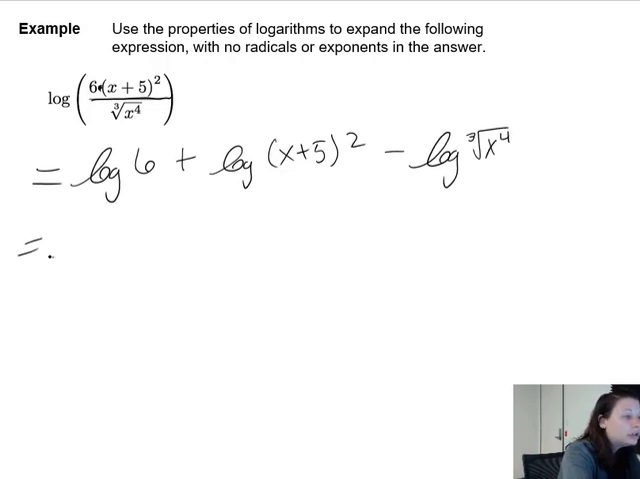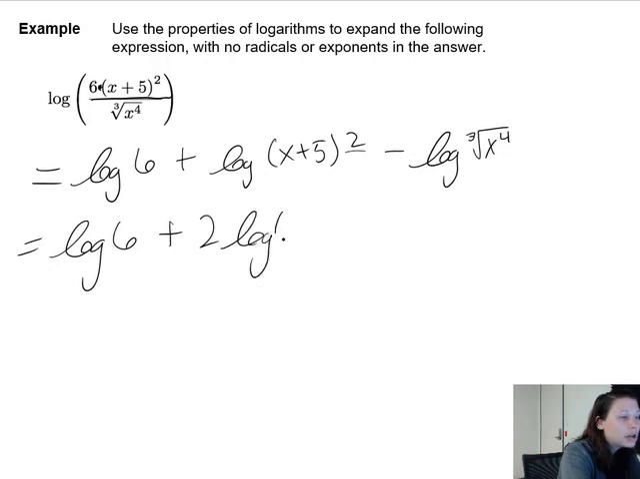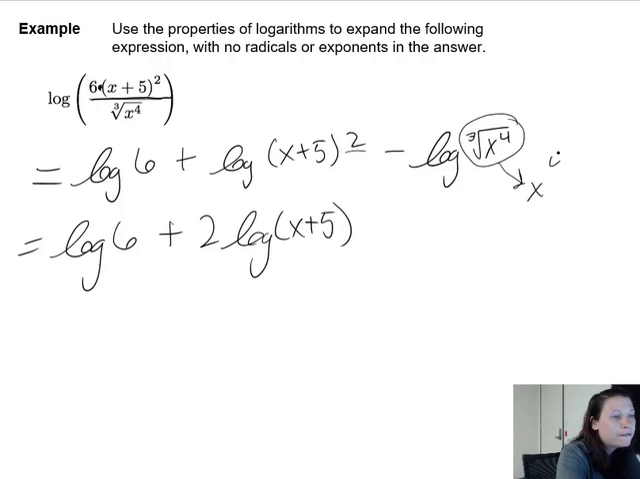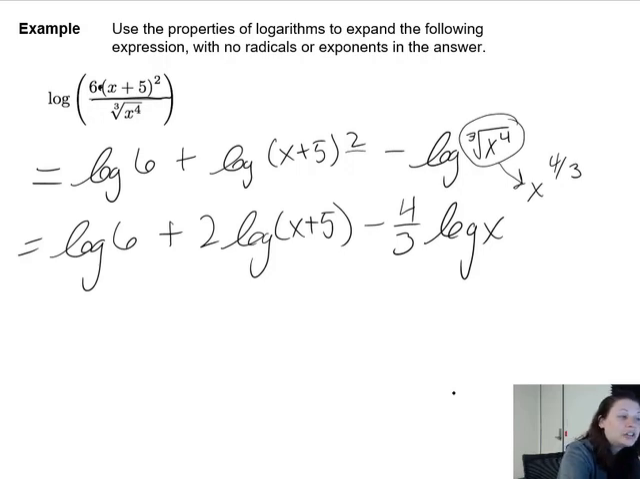Okay, next thing to do, log of 6 is just log of 6. So then this exponent can come down out front to be 2 times log of x plus 5. Now, this is an exponential, right? Because this is technically x to the 4/3, right? So then this is minus 4/3 log of x. We have no radicals and no exponents. So that's our answer, okay?